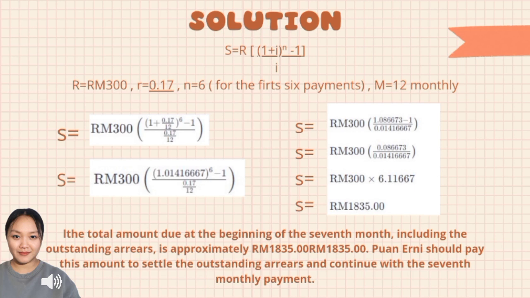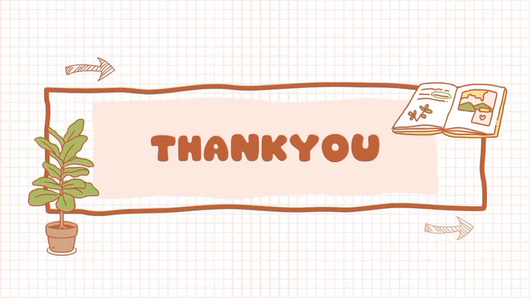The final answer for question B is 3000 multiply 6.11667. The answer is RM 18,835 ringgit Malaysia. The total amount due at the beginning of the 7th month, including the outstanding arrears, is approximately RM 18,835. Puan Ernie should pay this amount to settle the outstanding arrears and continue with the monthly payments. That is all from us. Thank you.